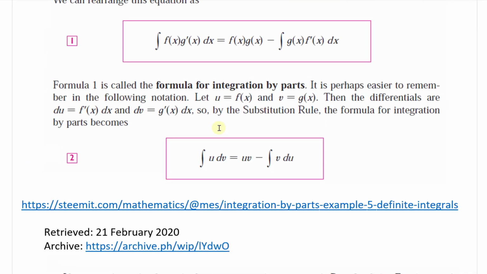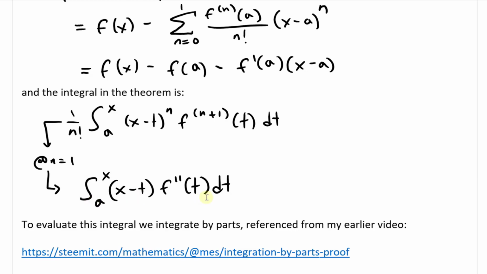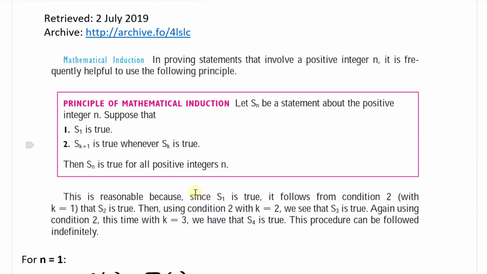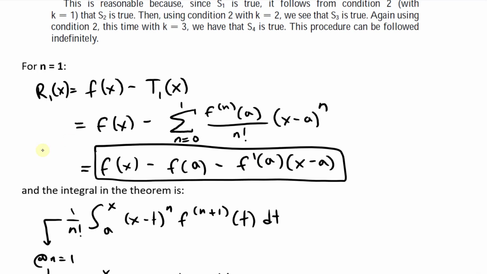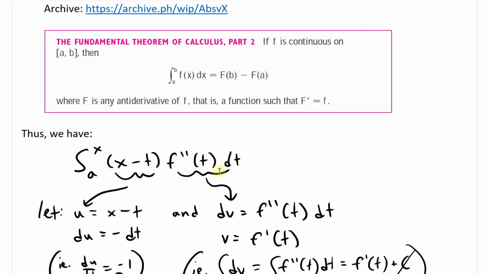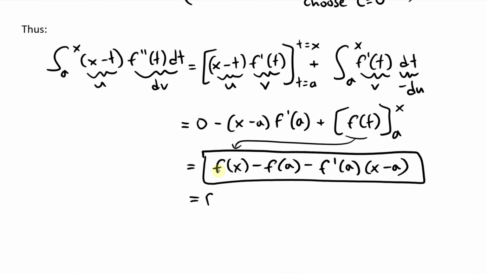This just equals what we just evaluated by parts. Scroll up here, this is actually R1 right here. So for n equals 1, we have R1 of x. R1 of x is equal to f of x minus T1 of x. And we got this over here, so this is equal to f of x minus f of a minus f prime of a times x minus a. So let's box this out. This is exactly what we just solved. So in other words, this equals R1, so n equals 1 is true, because this equals R1.